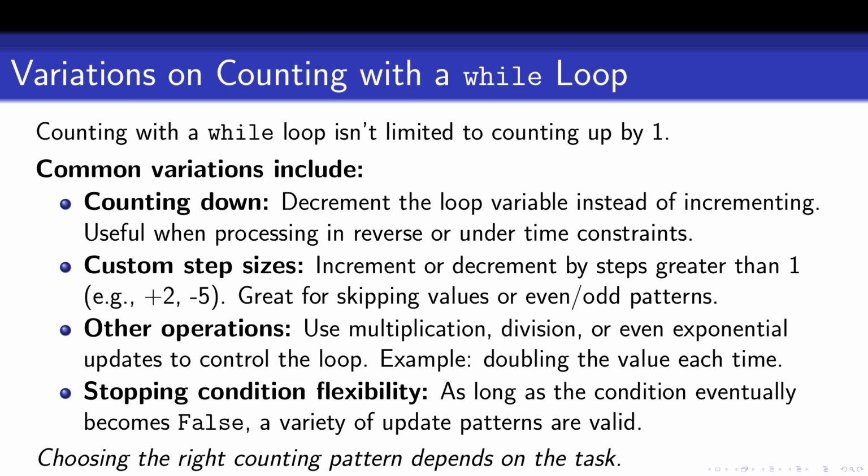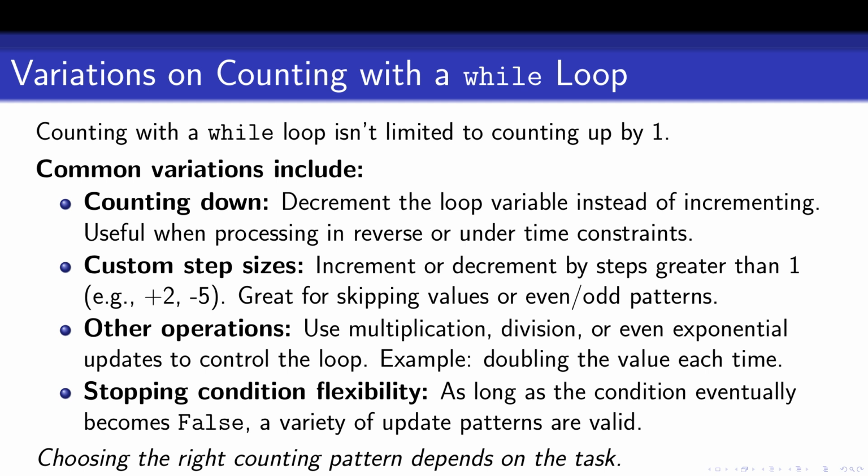Building on the previous example, this slide introduces several variations on counting with a while loop. You're not limited to counting up by one. In fact, many tasks require different patterns. You might count down when you're working with timeouts or reverse iteration. You can also increment or decrement by steps larger than one, such as every second number or every fifth. In other cases, you might update the variable using multiplication or division to create exponential growth or decay.